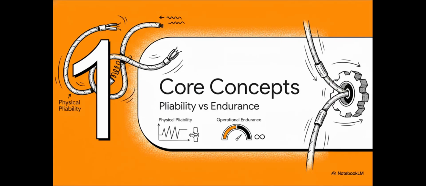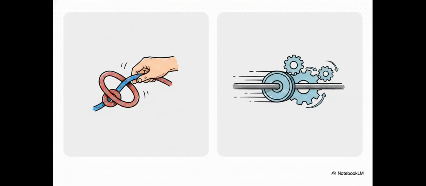Section 1. The core conceptual difference. Physical pliability versus operational endurance. Okay, let's dive into this. We need to establish right off the bat that these two cables rely on entirely different metrics of motion. High-flex cables focus purely on physical pliability. It's about an aggressive bend radius and being able to manually maneuver the cable through incredibly tight, complex spaces.